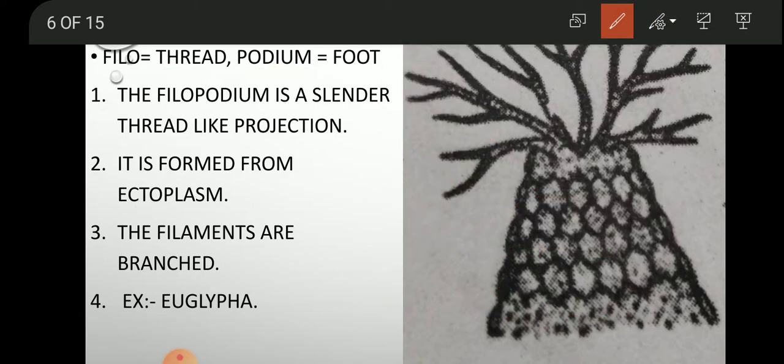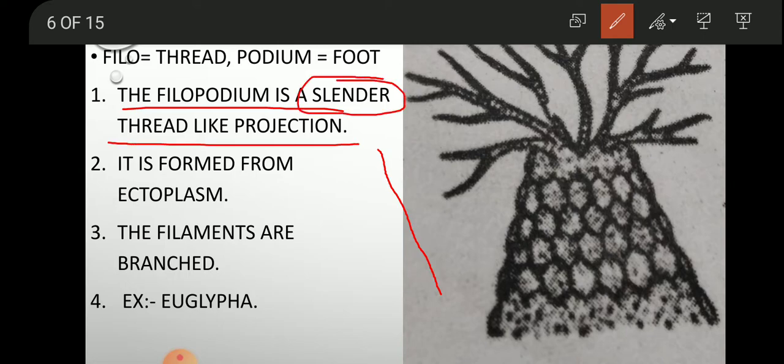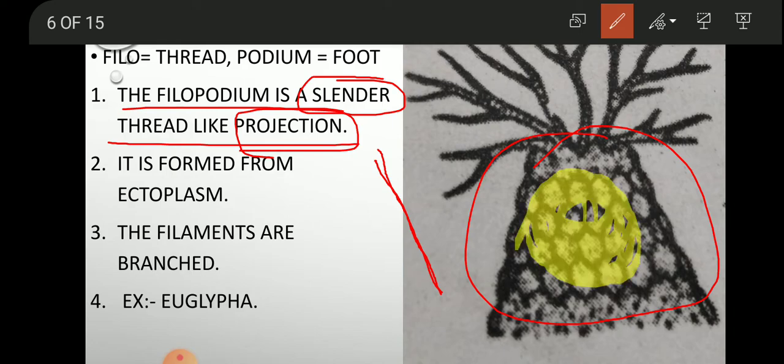So the philopodia is slender. Slender means thin, like this. You can see this is thin, is it not? So the philopodia is a slender, thread-like projection. Projection means what? Which comes out of the cytoplasm. Assume this as the organism and the yellow part as the cytoplasm.